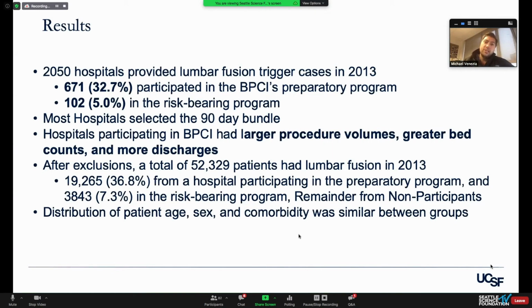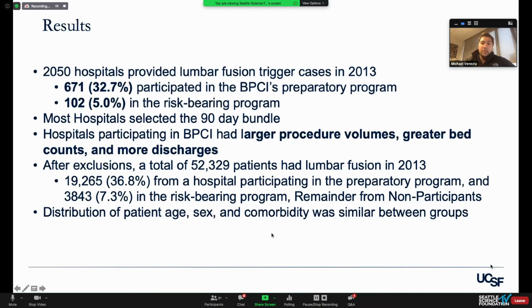32% of them participated in the BPCI preparatory program, and just about 5% of them participated in the risk-bearing program. Almost all of them selected the 90-day bundle, and they found that the hospitals that chose to participate, be it 37.7% or so, had larger procedure volume, greater bed counts, as well as more discharges. After all the exclusions, they found a total of 52,000 patients in 2013 that underwent lumbar fusions, and there's some of the data here for that.